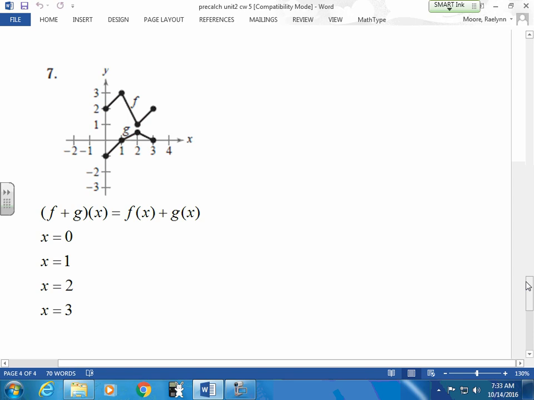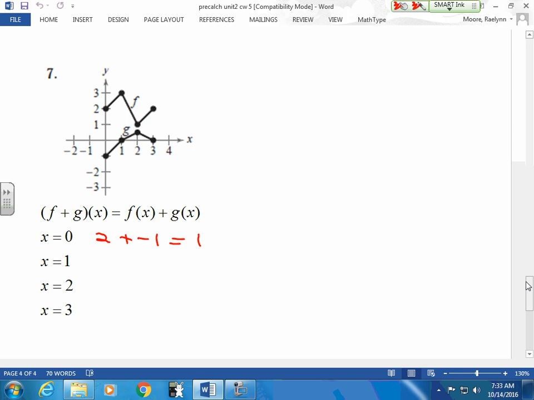What they're asking you is just to find the value of y when x is 0. So you have to look at your f function. This is your f function. What is your value when x is 0? What is your value of y? 2. In the g function, when x is 0, what is the value of y? Negative 1. Okay, that's all you have to do.